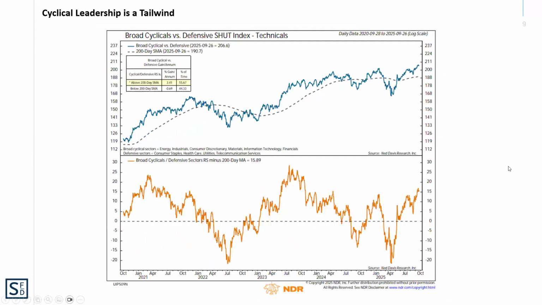cyclical bull market. And what we're seeing here from a leadership perspective is more cyclical sectors like consumer discretionary, technology, financials have been leading the advance, whereas the defensive sectors like consumer staples, healthcare, utilities, and telecom have been lagging in this advance. And that is a sign of healthy risk appetite in the market. For now, cyclical leadership is a tailwind.